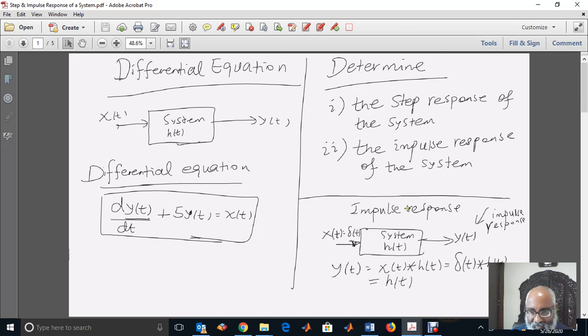So as I said here, if I have an input Dirac t to the system, then the output is y(t), x(t) convolved with h(t), Dirac t convolved with h(t), which will give me h(t). This is because any signal convolved with the impulse function will give you the same signal. So here we give the impulse and the output is h(t), which is the impulse response. That's why we name it the impulse response, because it is a response for an impulse input.